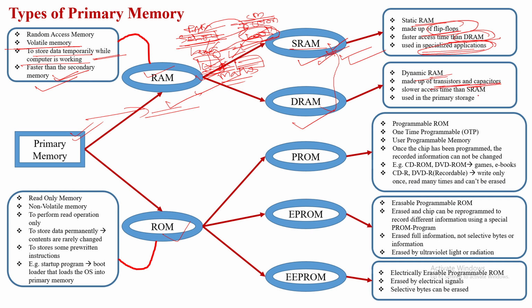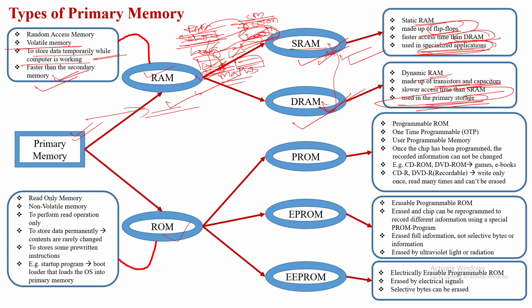It is slower than SRAM and it is used in the primary storage for most computers. That means, suppose in my laptop or your personal computer, which RAM are you using? Dynamic RAM, just for storing the primary storage data. And SRAM we will use for specialized applications.